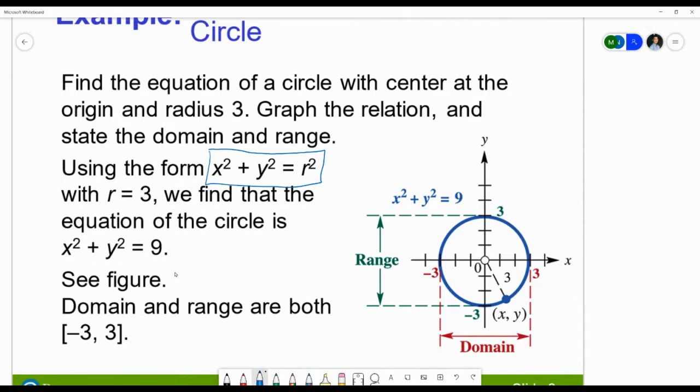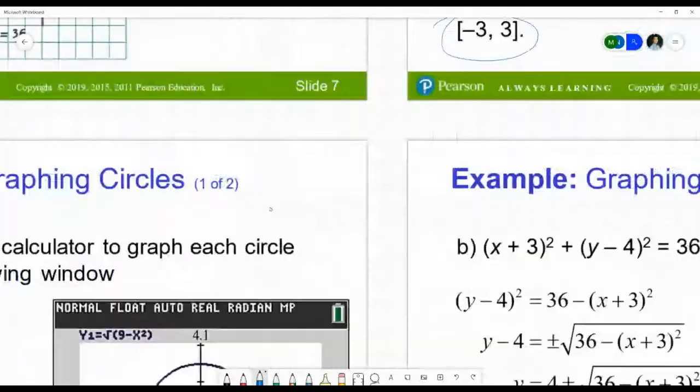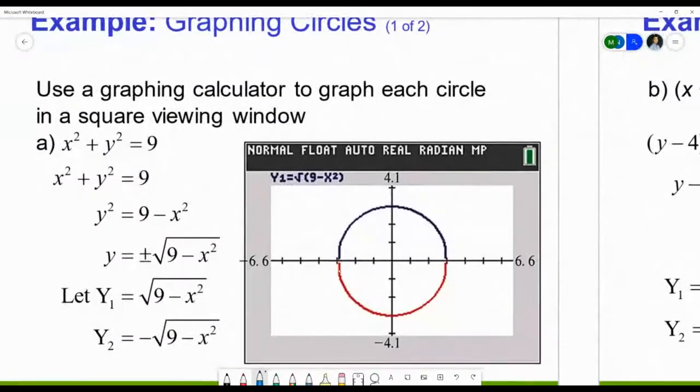Now you can use the formula I just told you to find the domain and range. Since h and k are 0, you have 0 minus 3, 0 plus 3. So you see the domain and range are both -3 to 3. And here you can graph this fairly easily.